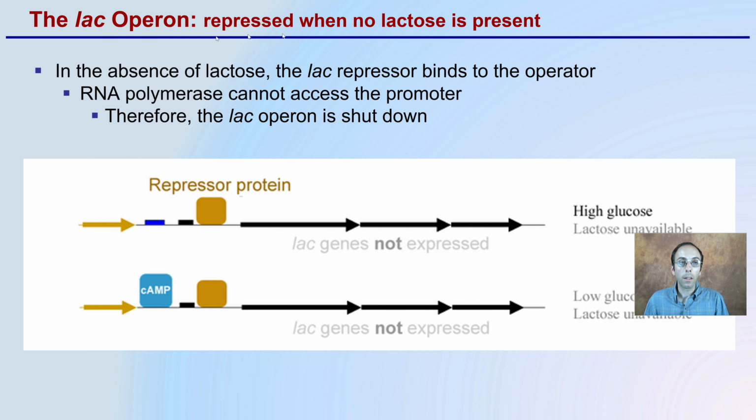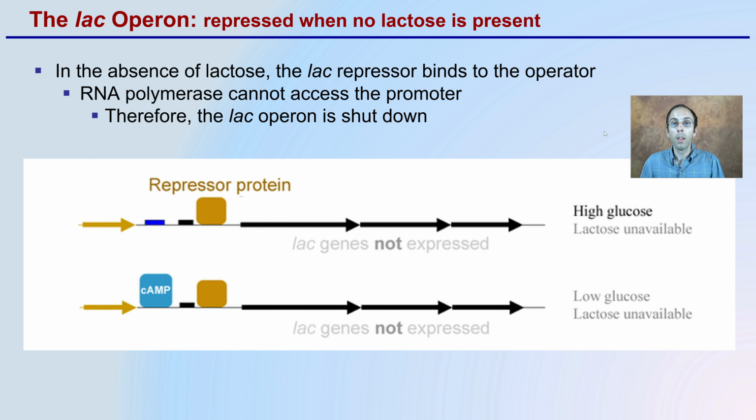Now when we're looking at the Lac Operon, it's repressed when no lactose is present. So the cell doesn't want to make this enzyme if there's nothing to break down. In the absence of lactose, the Lac Repressor binds to the operator. That repressor is going to prevent that gene from being made. The operator is kind of like the light switch that says go or don't go. By binding a repressor, it's going to prevent anything downstream of that from being expressed. So RNA polymerase cannot access the promoter, therefore the Lac Operon is shut down.